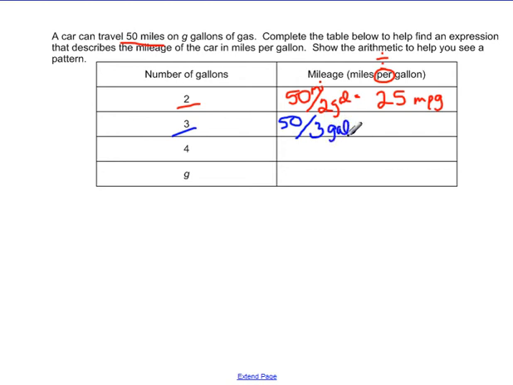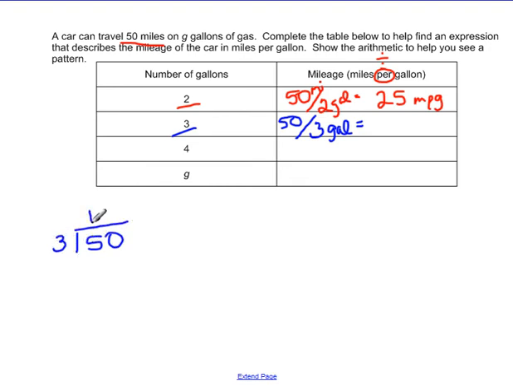Now notice this doesn't go in evenly. 50 divided very nicely by 2, but 50 doesn't divide nicely by 3. This is a situation where we would want to change our answer to a mixed number, because I'm trying to figure out a number of gallons, and 50/3 gallons doesn't make very much sense. So let's do the division. Let's do 50 divided by 3 and see what we come up with for a mixed number.